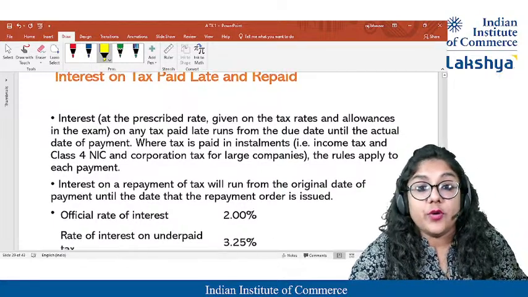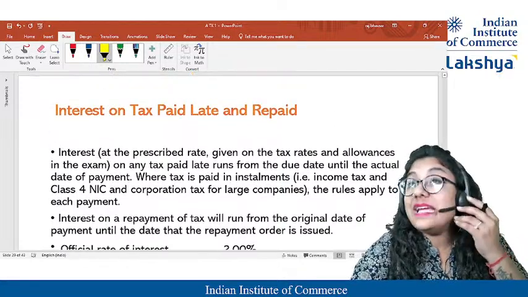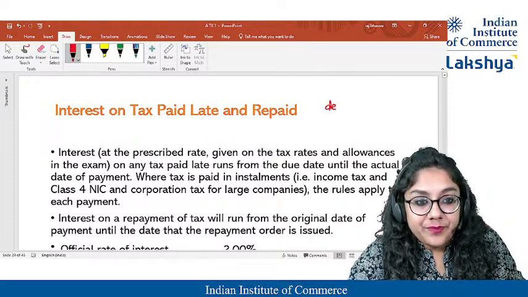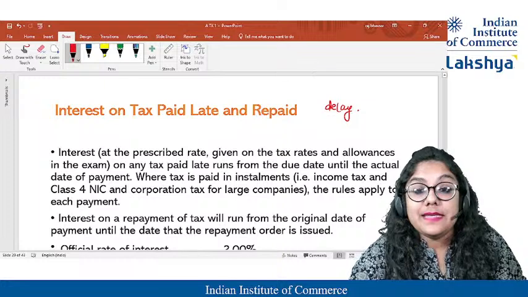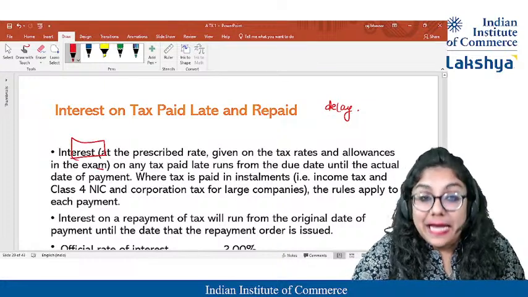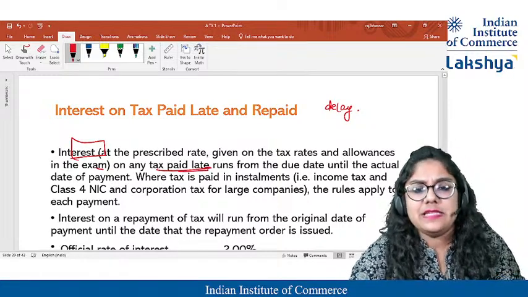So guys, this is important. It is there in your notes also, and you will get it in your examination center too. If there is some delay, interest has to be paid. It will be given in your exams. Or any untaxed amount paid late.